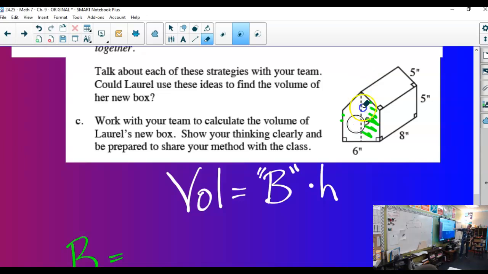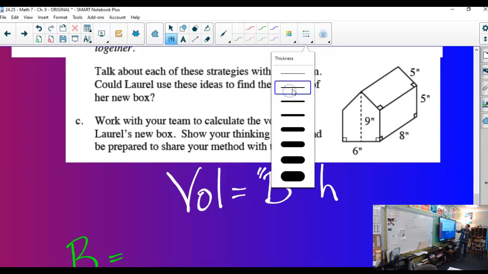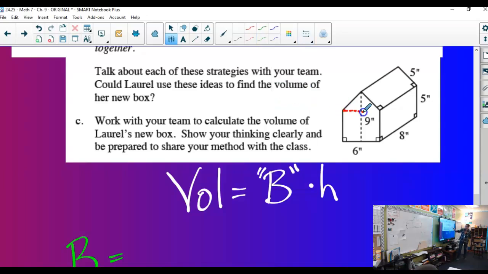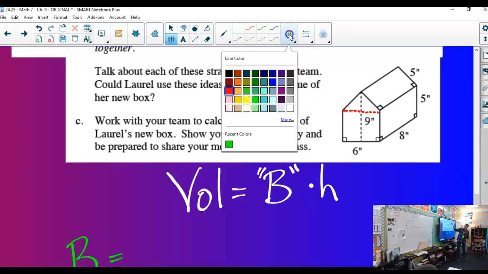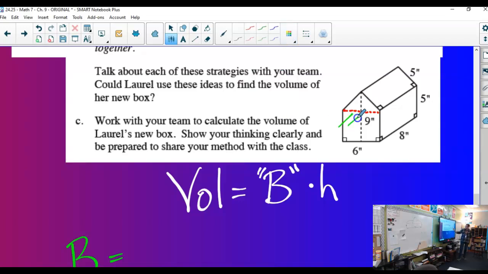So if we go to find big B, Caroline, what did you guys do? So we split the pentagon so it would be a square and then a triangle. Yeah, be careful saying square. Rectangle, because it's not a square. All right, so the rectangle section is 6 by 5. Okay, well that part's not bad.